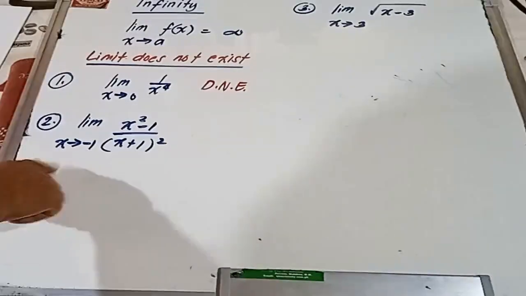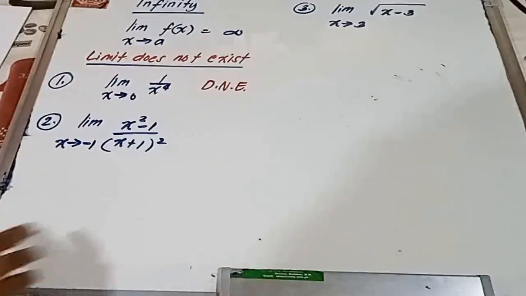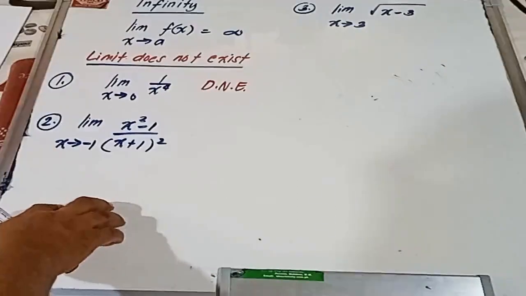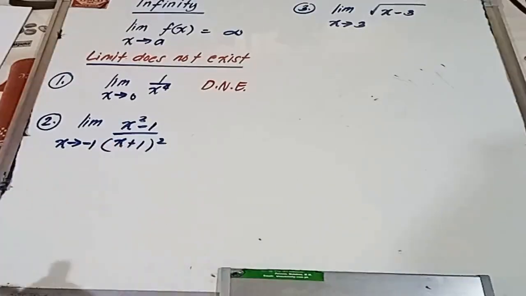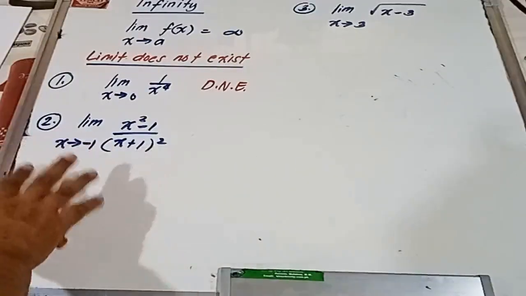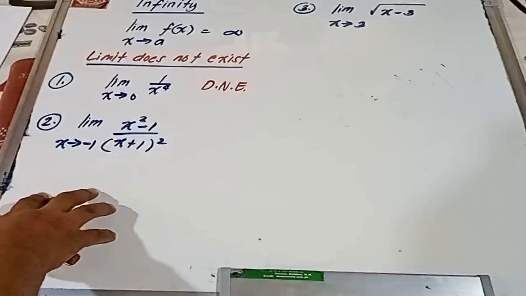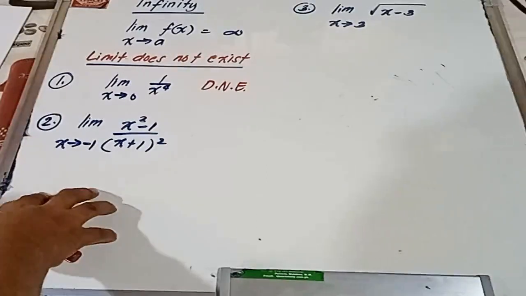x plus 1 squared as x approaches negative 1. Bago natin sabihin that limit does not exist for this function, i-simplify muna natin yung ating rational function. Kasi we can factor out x squared minus 1 into the product of x plus 1 and x minus 1. Okay? Hindi ka agad i-assign kasi maaari itong mag-fall down dun sa ating indeterminate forms wherein we have 0 over 0.